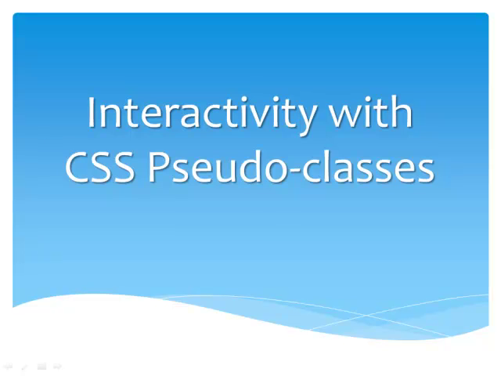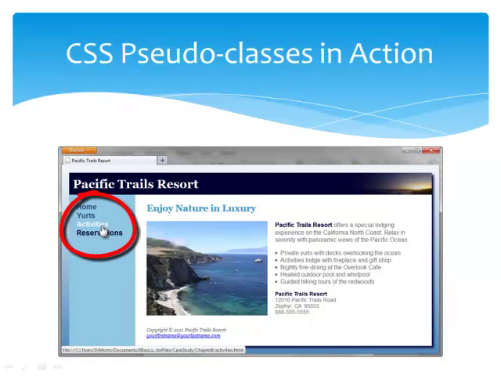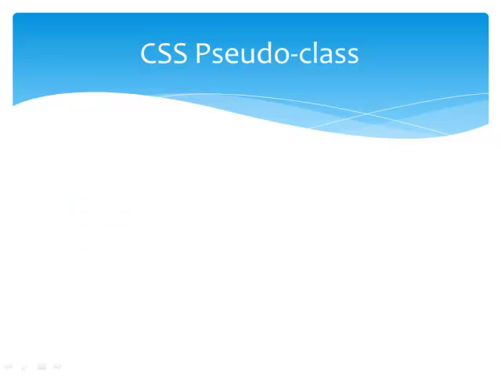This video note demonstrates interactivity with CSS pseudo-classes. If you visited a website and noticed that the text color or background of hyperlinks changed when you moved the mouse pointer over them, you've probably seen CSS pseudo-classes in action. A CSS pseudo-class can be used to apply a special effect to a selector.